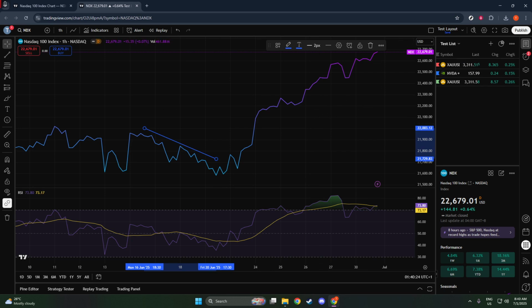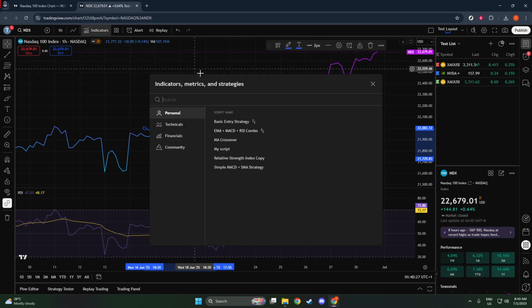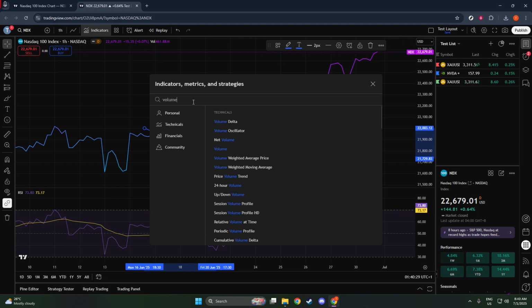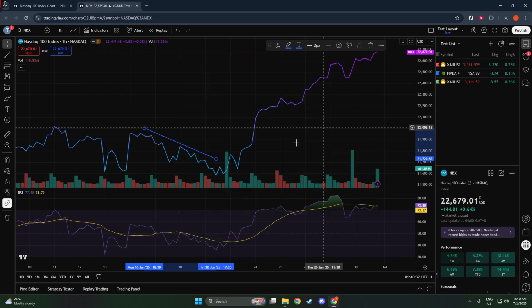Another key aspect is analyzing volume. Volume is your friend when it comes to understanding the conviction behind price moves. If you see rising volume accompanying rising prices, it's a cue that the trend is strong. Conversely, low volume might indicate a potential pause or reversal.